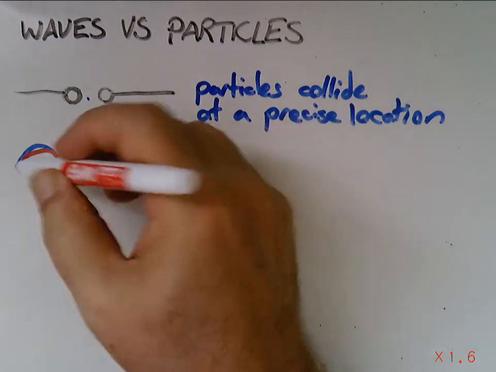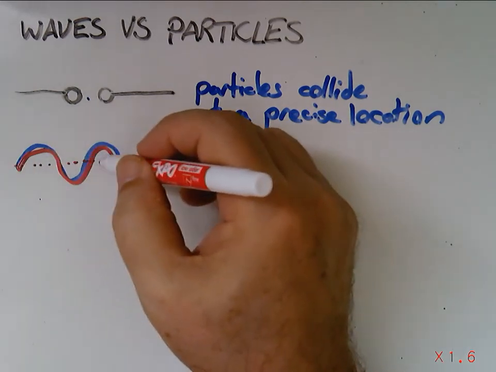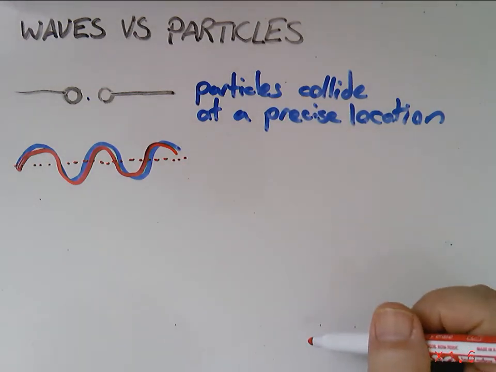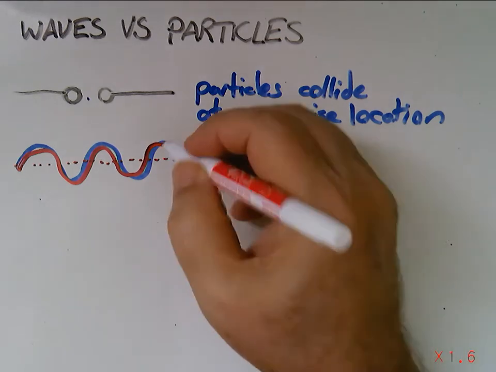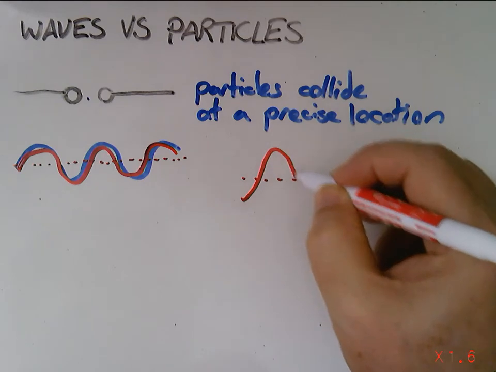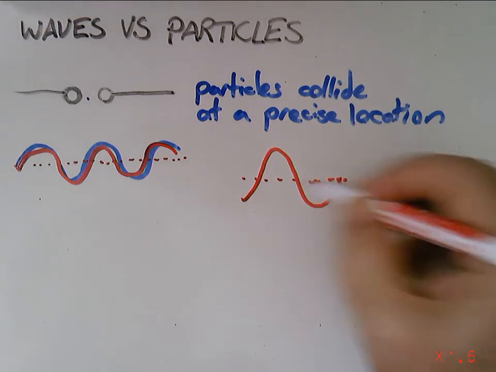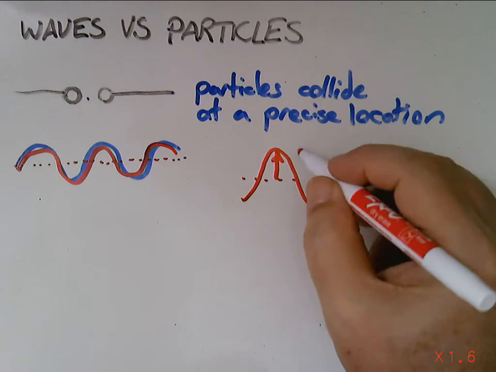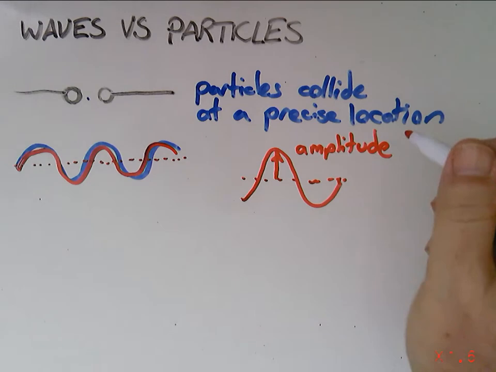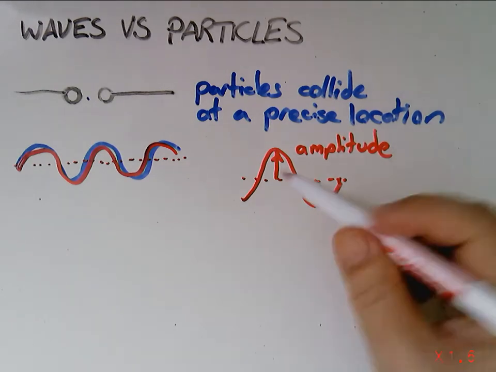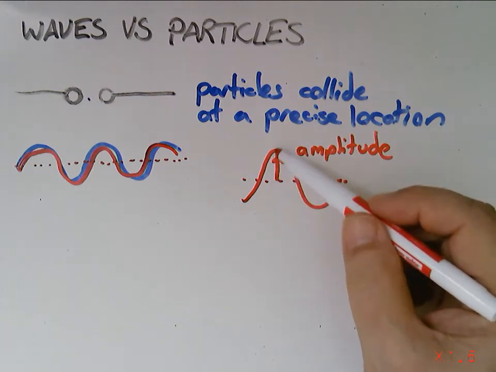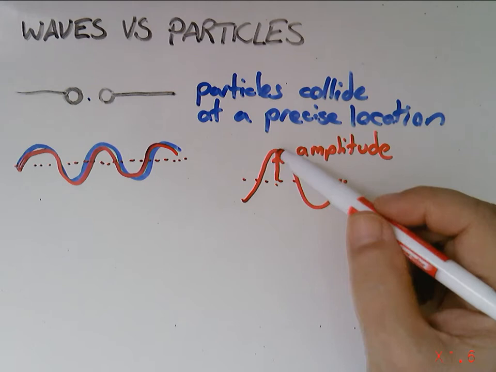Now, let's define a word before I start talking about this. Here's where the baseline for the two waves would be. This is where you'd be if you didn't have an up or down tug making the wave. The height above the baseline, so this is my red wave. This height here is called the amplitude. The amplitude of the wave. And it's a tug. It tugs whatever is riding on the wave away from where it would have been if the wave wasn't there, up here.